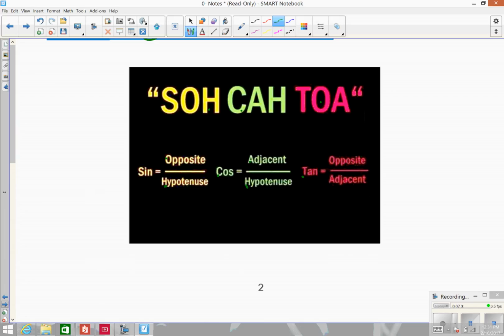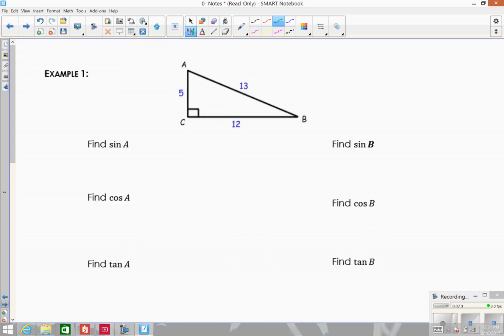So let's look at some examples. For this next one, it wants us to find these different ratios. That's all it's asking us to do. So if it says find sine of A, that means I'm going to go to angle A and label my sides like we did on the very first page with respect to angle A. The opposite is the side across from it. The adjacent is the side next to angle A that's not the hypotenuse, and the hypotenuse is the longest side.